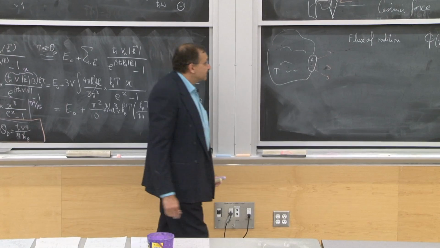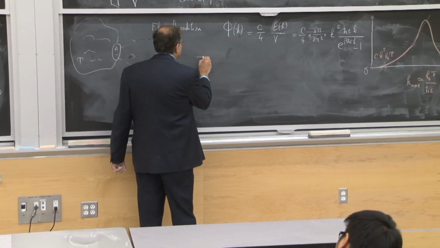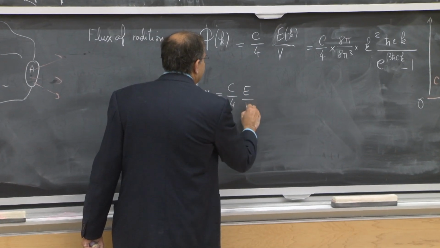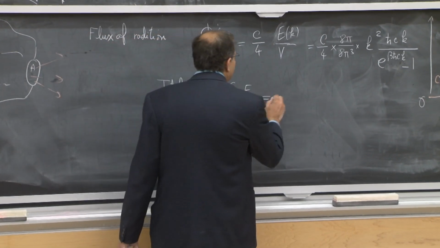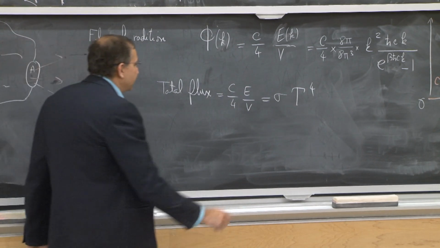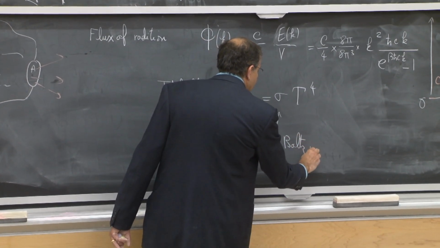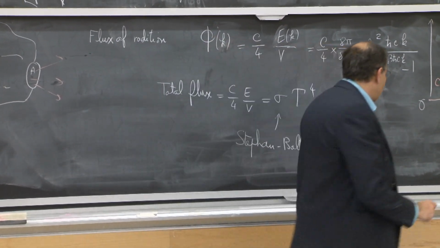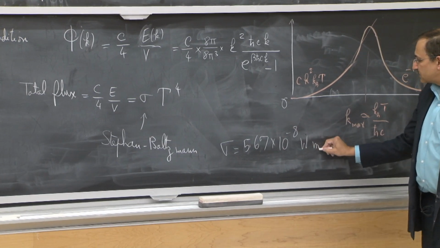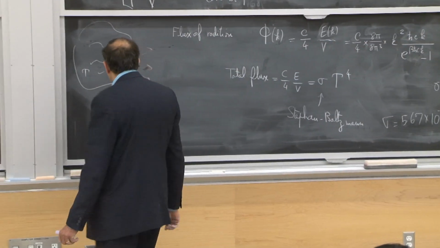So the final result, in fact, would say that if I were to integrate over frequencies, the total radiation, which would be c over 4 times the total energy density, is going to be proportional to temperature to the 4th power. And this constant in front is the Stefan-Boltzmann constant, which has some particular value that you can look up. Units of watts per area per degrees Kelvin to the fourth.